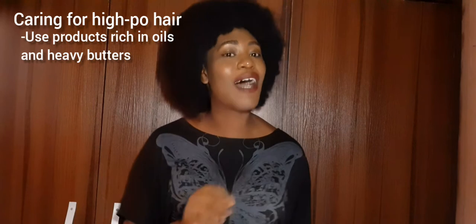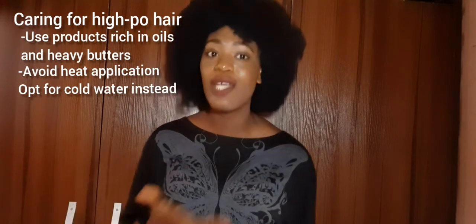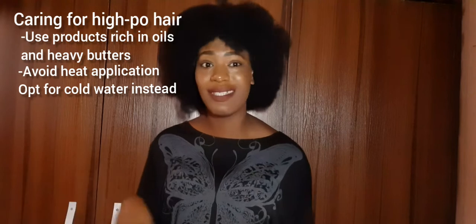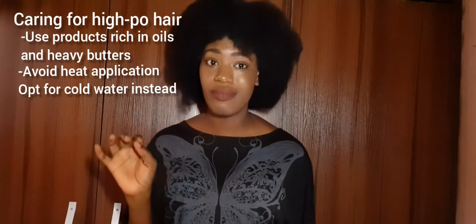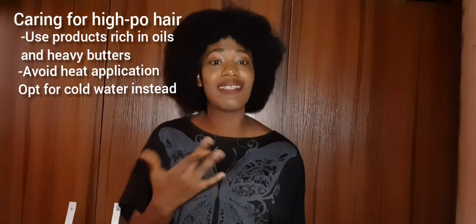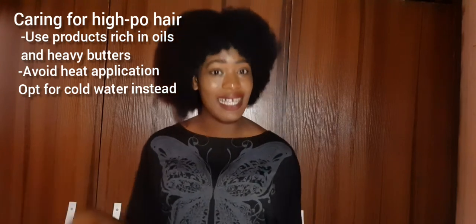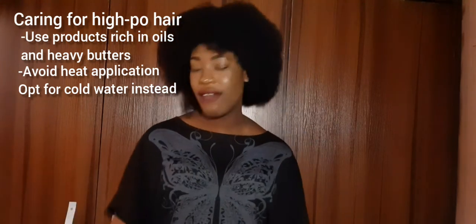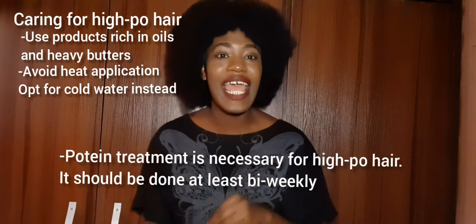You should also learn to avoid hot water or heat. Whenever you are conditioning your hair, you don't need a steam cap. If you have high porosity hair, you don't need to heat up your product before applying it to your hair. And also, whenever you want to straighten your hair or apply heat to your hair, maybe you want to do styles that require heat, you should use heat protectants. The last but not the least, whenever you want to moisturize your hair, use butters, heavy butters.